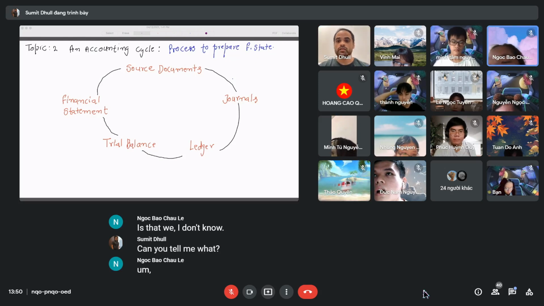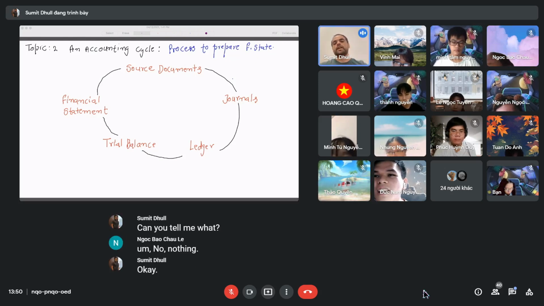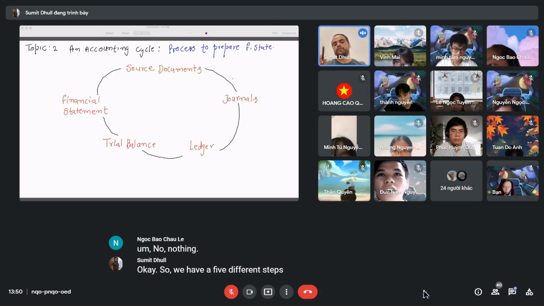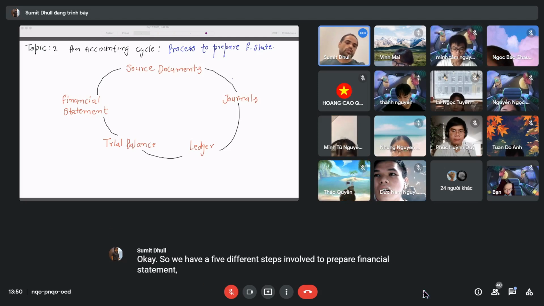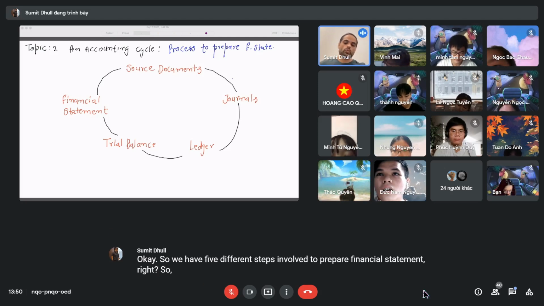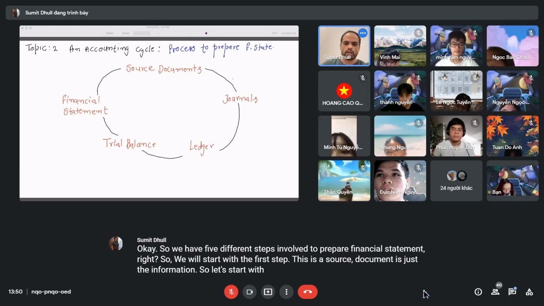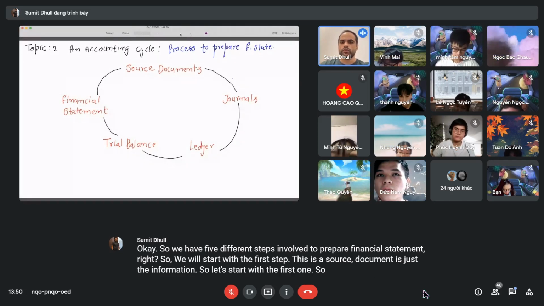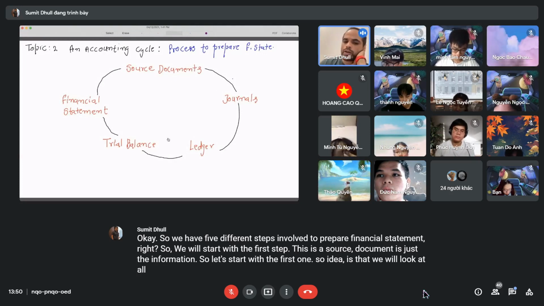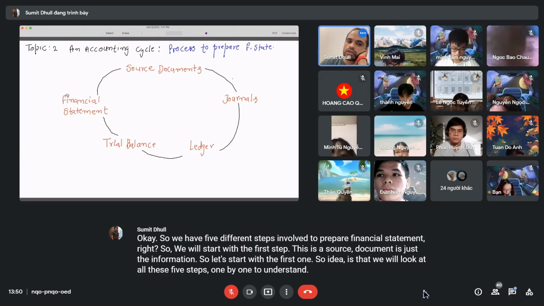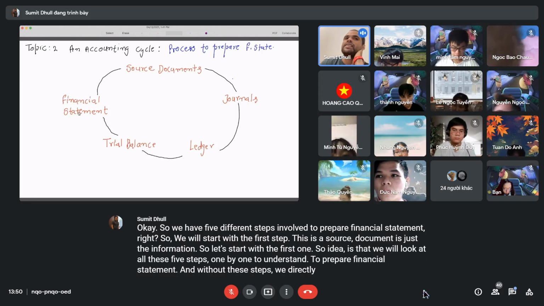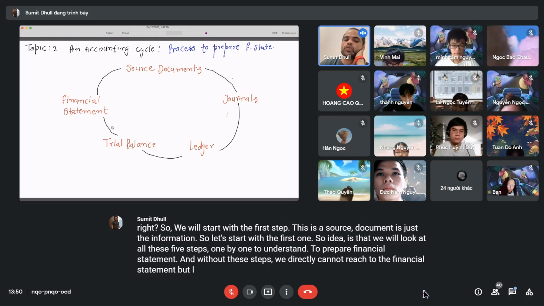No, nothing. Okay. So we have 5 different steps involved to prepare the financial statement, right? So we will start with the first step. This is a source document. It's just the information. The idea is that we will look at all these 5 steps one by one to understand how to prepare the financial statement. Without these steps, we cannot reach the financial statement directly. But I will explain these steps, then you will understand why.